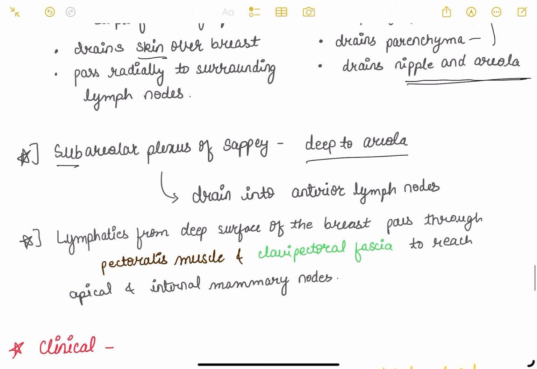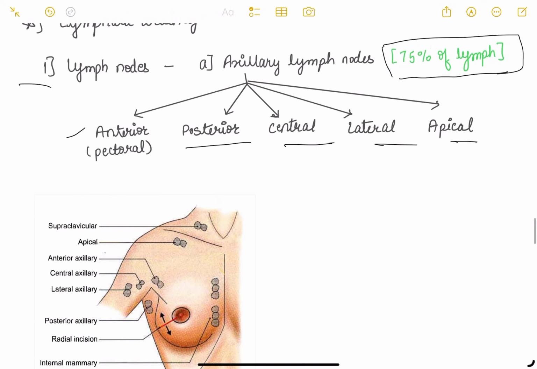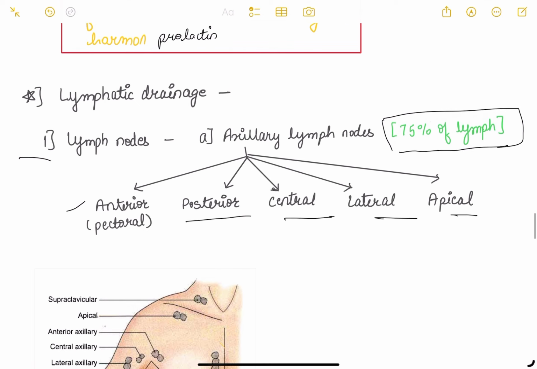Then lymphatics from the deep surface of the breast pass through the pectoralis major and clavipectoral fascia to reach the apical and internal mammary nodes. Okay. So this was all about the lymphatic drainage. It has very high clinical importance due to the spread of carcinoma.